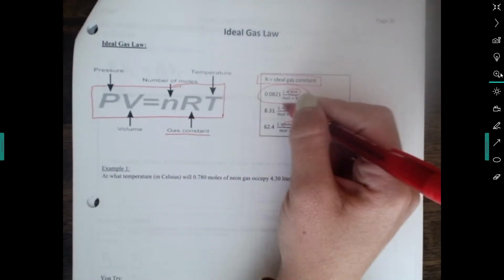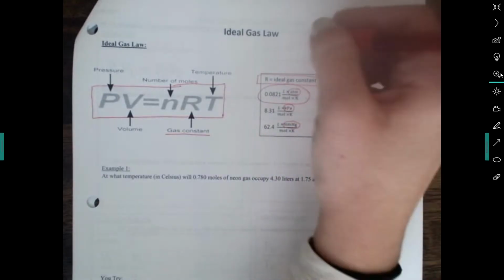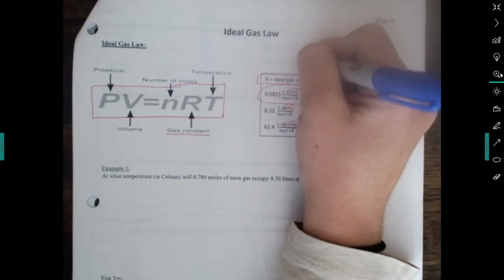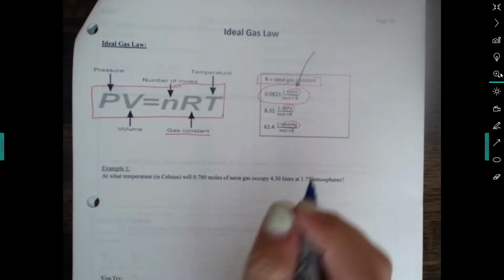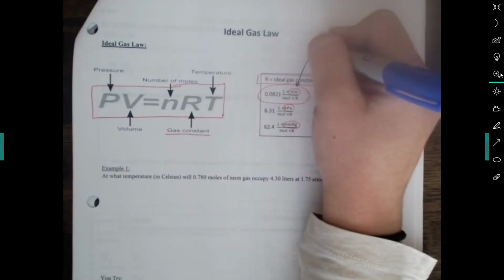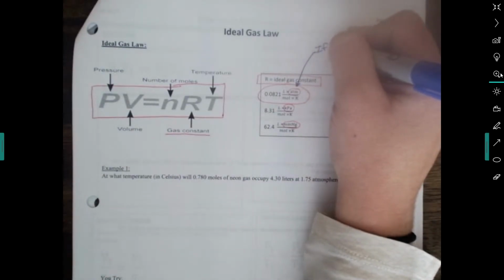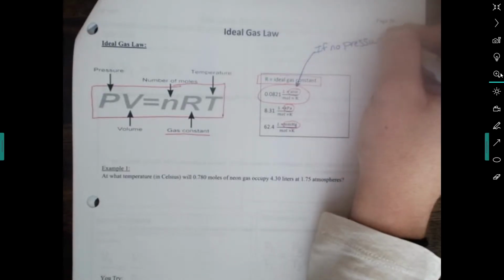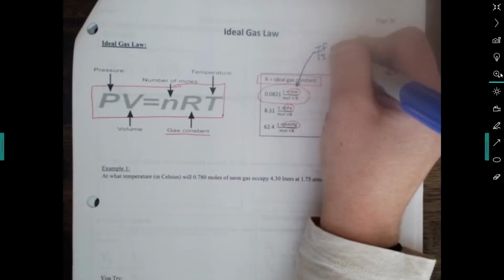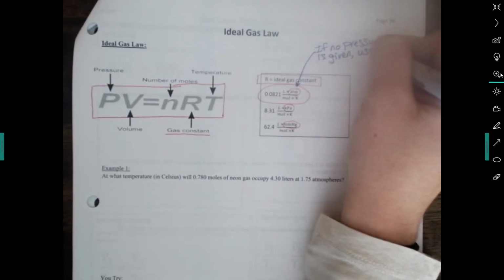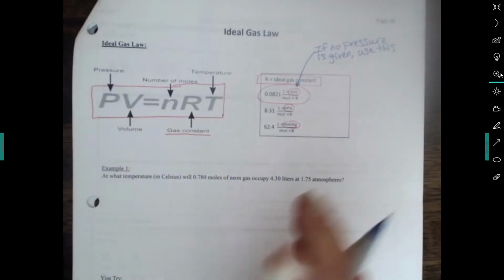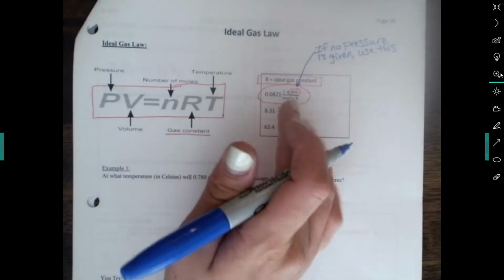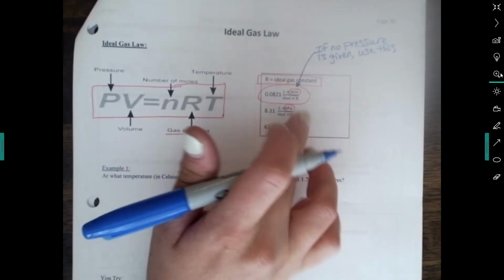Make this note in your notes. You should write this down so you don't ask me later. If no pressure is given, use this one. So for example, if the problem wants you to solve for pressure, so you don't know which units to use, just use this top one.